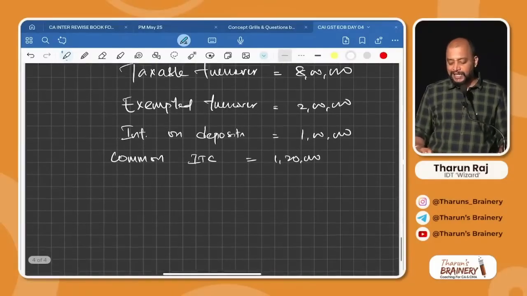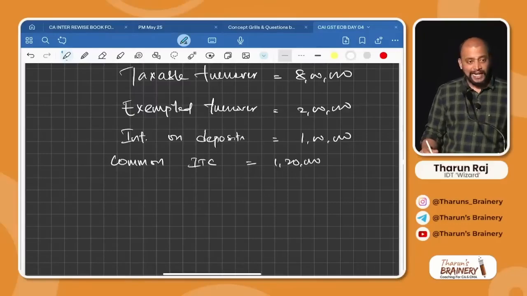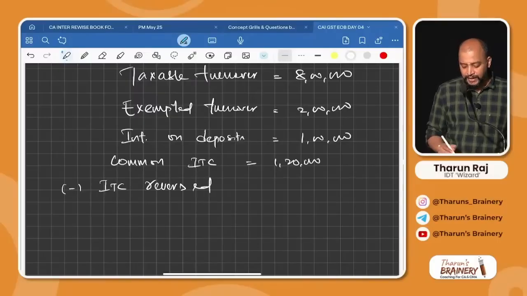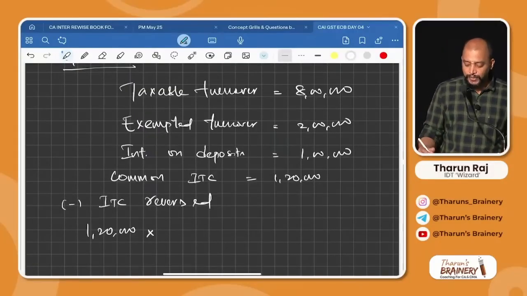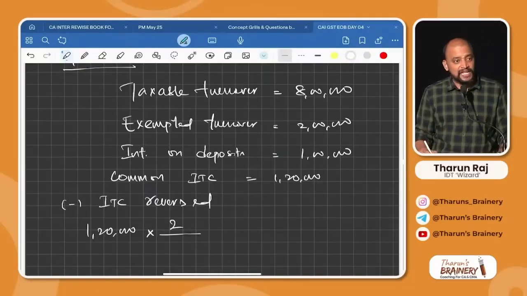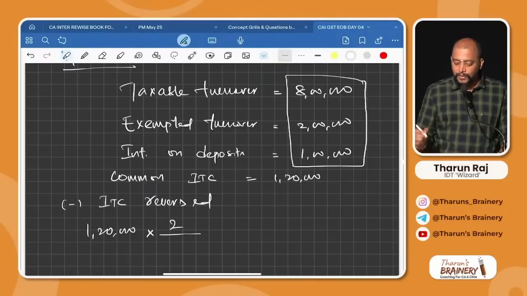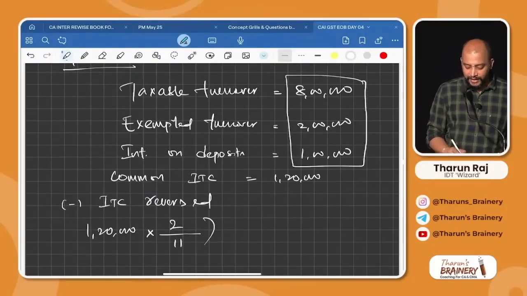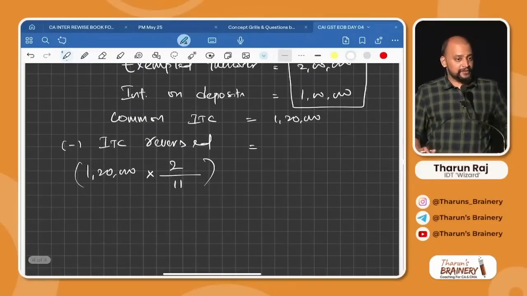Now tell me what will be the eligible ITC? Come on. So ITC availed 1,20,000 minus ITC reversed. Tell me how much is the ITC reversed? Formula: 1,20,000 into exempted by total. What will you take as exempted? Only 2. And then 1 lakh will be classified under which place? Taxable. So it will be taken in total. What is the total? 11. So 2 by 11. 1,20,000 into 2 by 11. Please reduce.